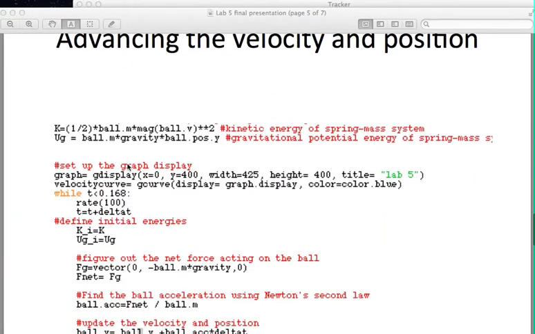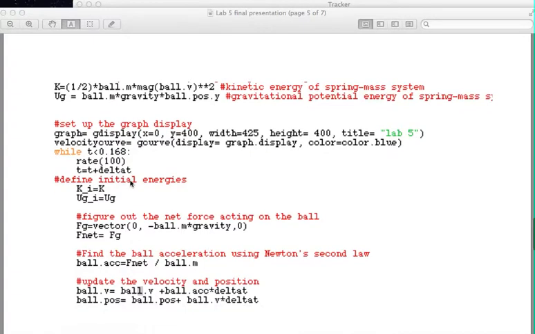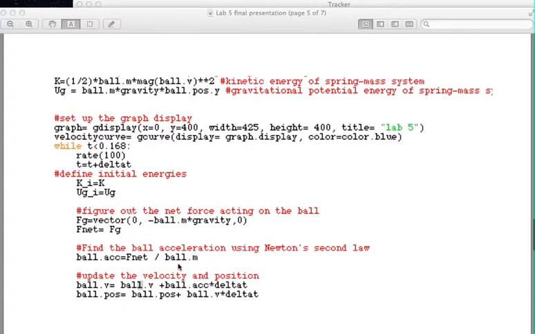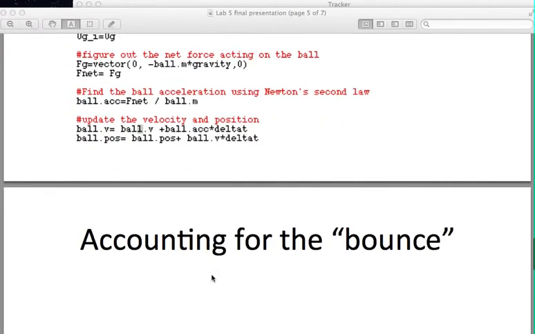So I used this while loop to advance the velocity and position. I set up to find the kinetic energy and the gravitational potential energy, which I use later to find Q. And so I then initialized my while loop, and I defined my internal energies, and then I found the F net with the assumption that the only force is F of gravity. So then I found the acceleration using Newton's second law, and I could from there update the velocity and position also using Newton's second law in these two lines.